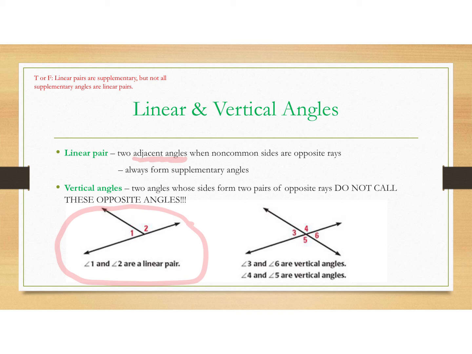180, also known as a straight line, supplementary angles, okay? So these are a linear pair. They have to be next to each other, okay? They have to be adjacent. Do we see that? Okay.